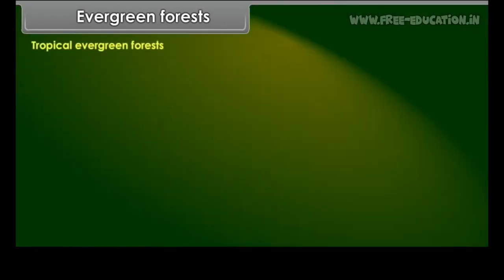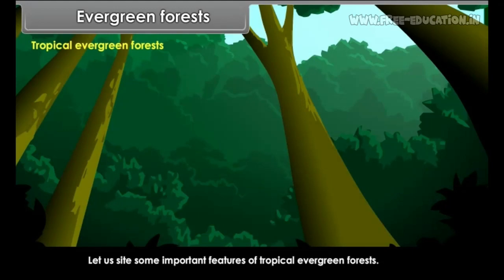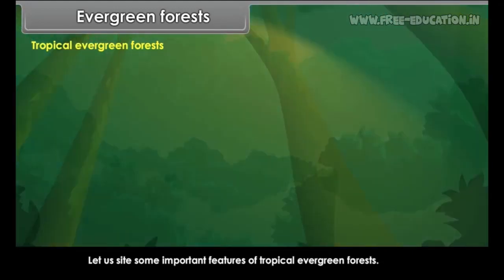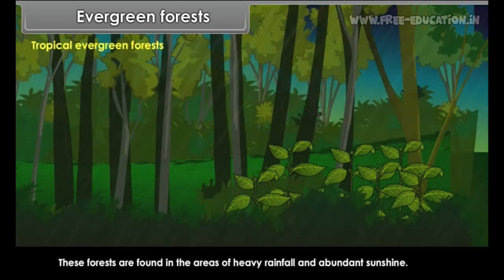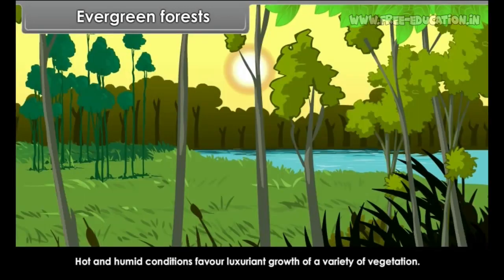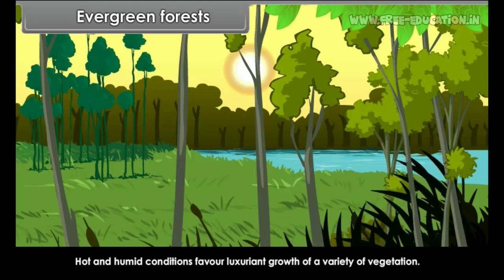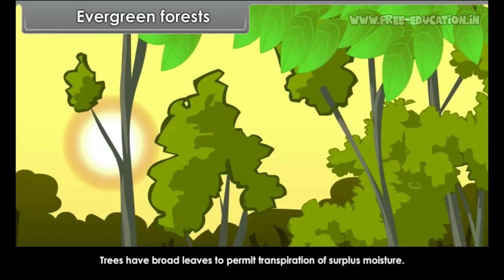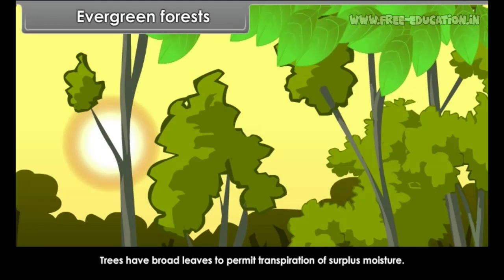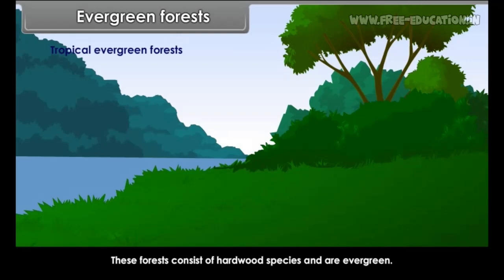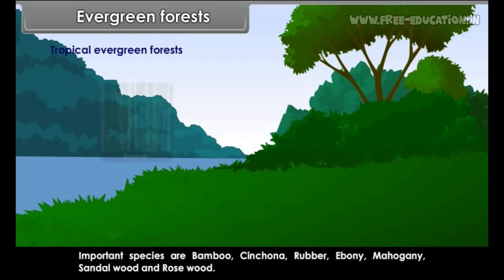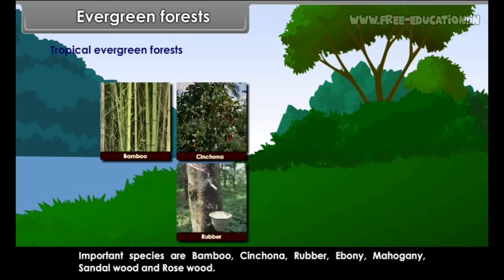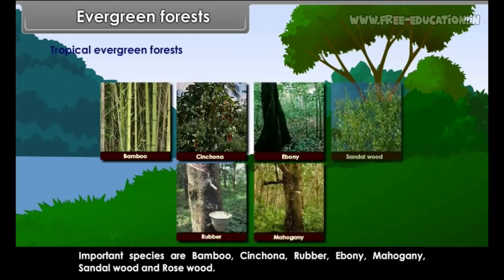Tropical evergreen forests. Let us cite some important features of tropical evergreen forests. These forests are found in the areas of heavy rainfall and abundant sunshine. Hot and humid conditions favor luxuriant growth of a variety of vegetation. Trees have broad leaves to permit transpiration of surplus moisture. These forests consist of hardwood species and are evergreen. Important species are bamboo, cinchona, rubber, ebony, mahogany, sandalwood and rosewood.